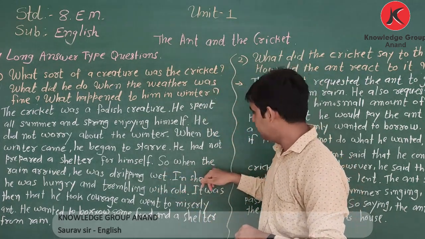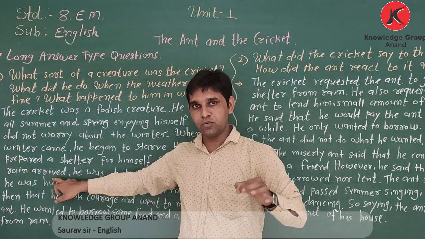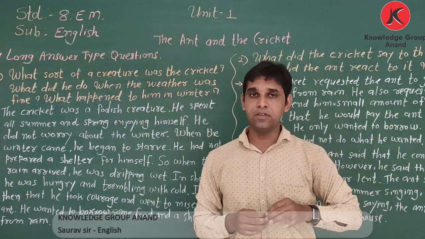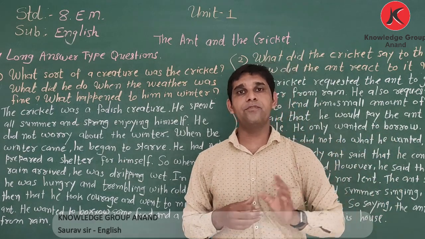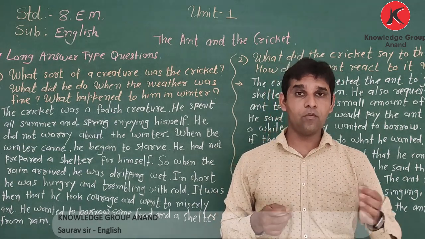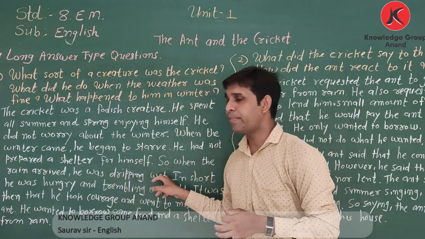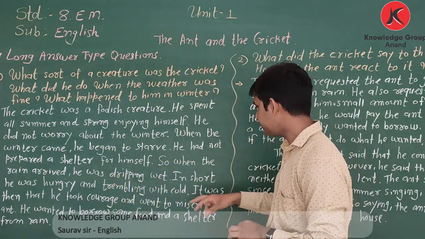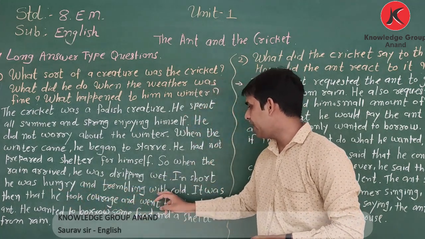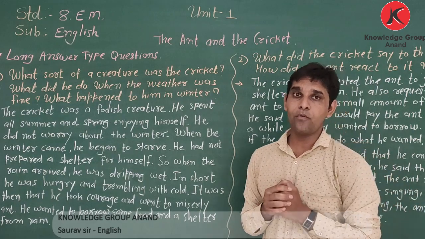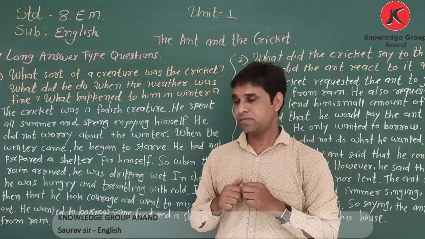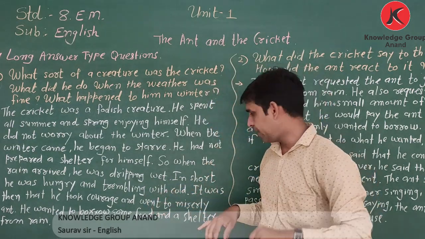So when the rain arrived, he was dripping wet. When the rain arrived, snowfall started. There was no food on a leaf, on a tree. So he was dripping wet in winter. In short, he was hungry and trembling with cold, shivering with cold. When the winter came, the rain started, and he was hungry and shivering.